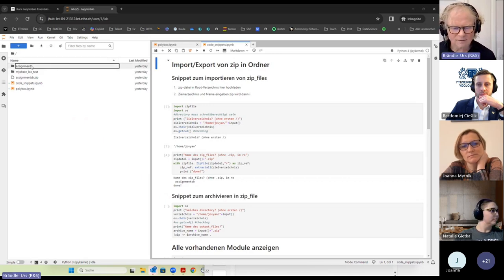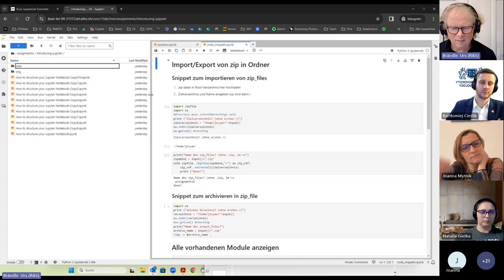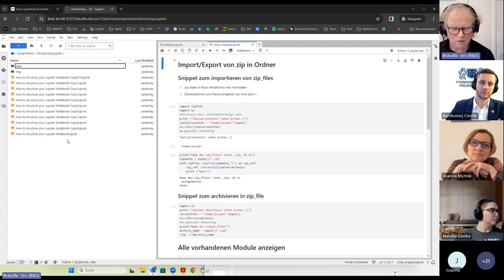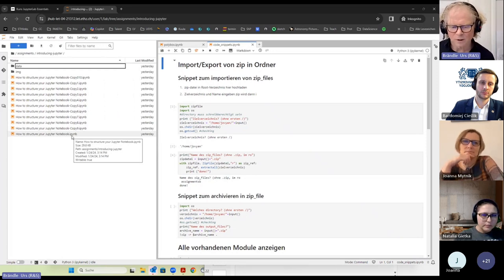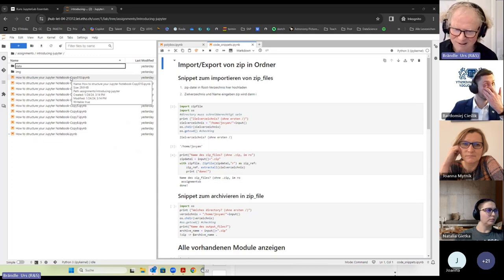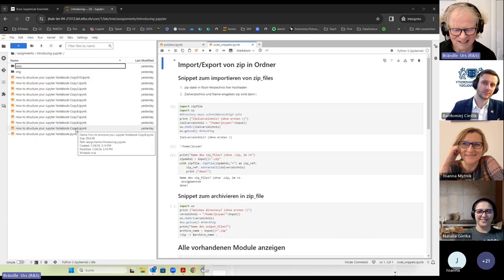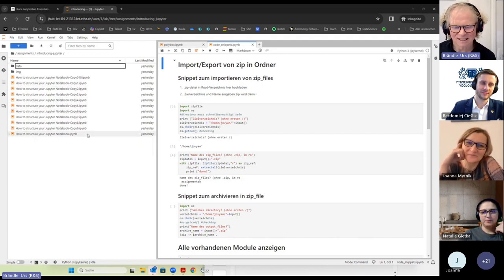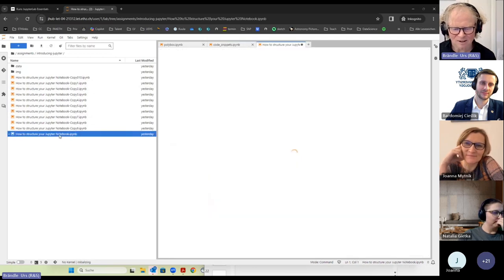you have an assignments folder, and there's an introducing Jupyter folder. Here I made a thing called how to structure a Jupyter notebook, and you are all working as the same user, and that's why you all have to use one copy. So I suggest, if you want to use it, for the coordination, I didn't find out how to do the coordination best, but try renaming a notebook with your name, and then the others see that you are using it. So maybe start in the middle and work your way through. Please don't use this how to structure.